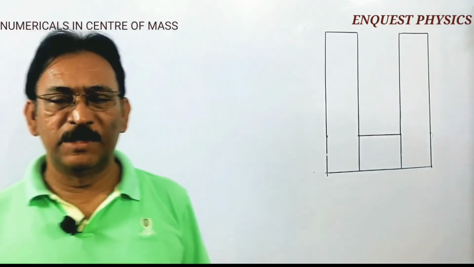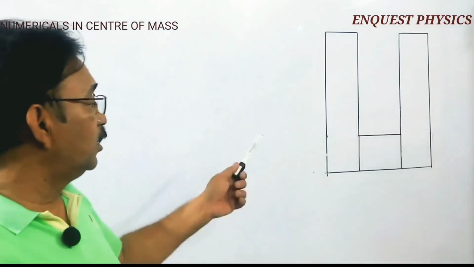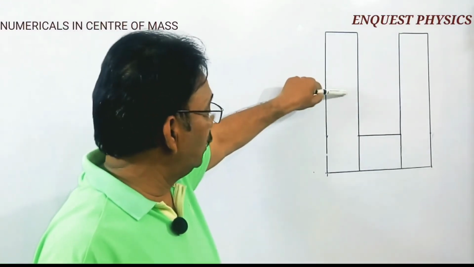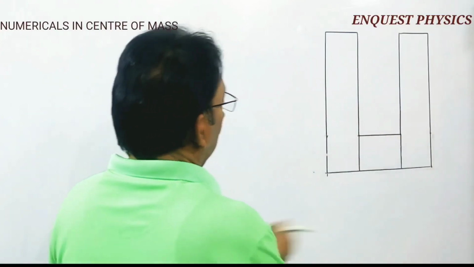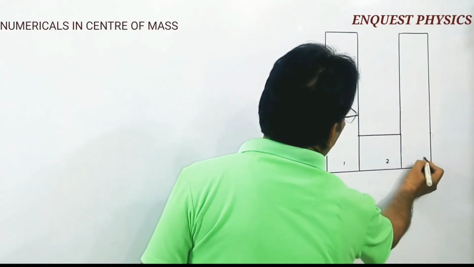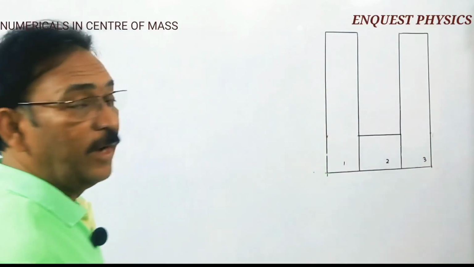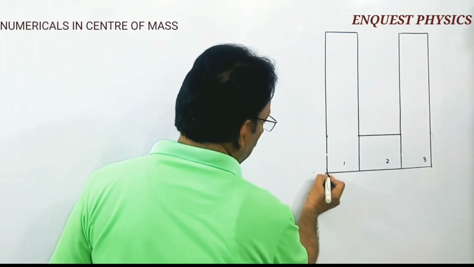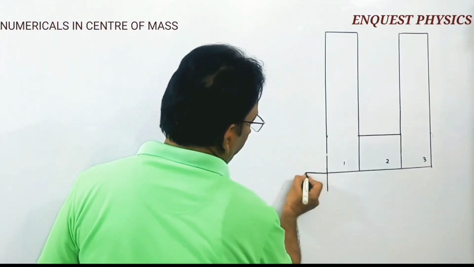Let's do one more problem in center of mass, students. Here in this problem, it is a structure which is made of 3 blocks. It's a 1, 2 and 3. Let's name this block 1, it is 2 and it is 3. Okay students, we have to find out the center of mass of this block with respect to the origin which is kept here.